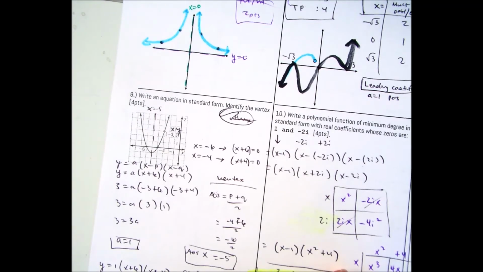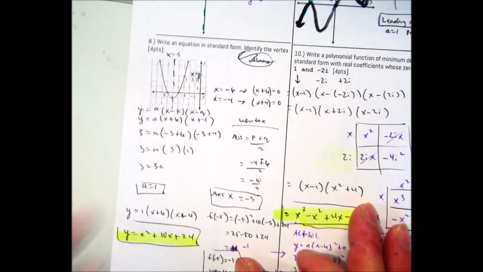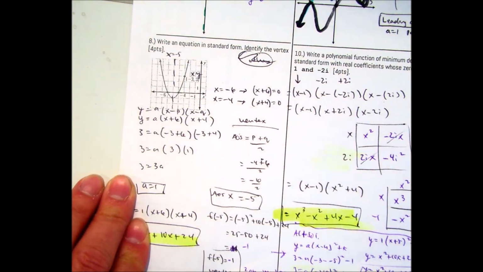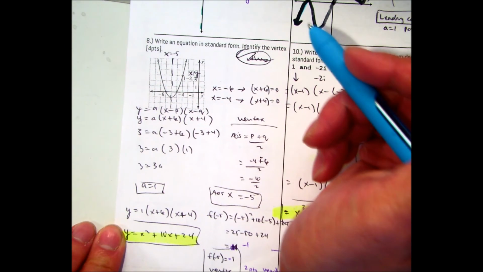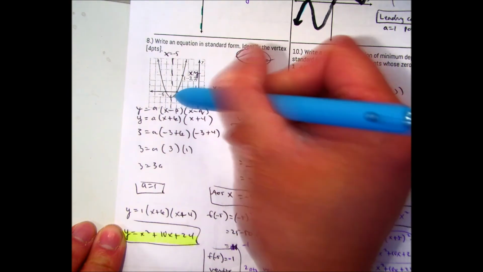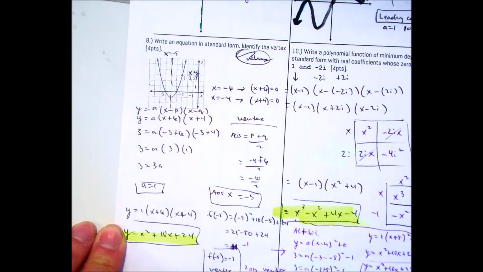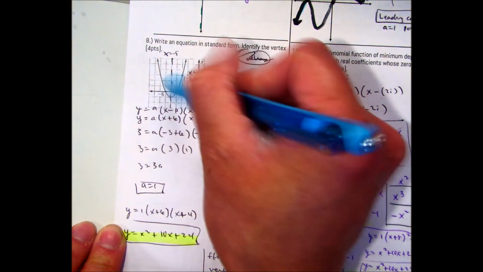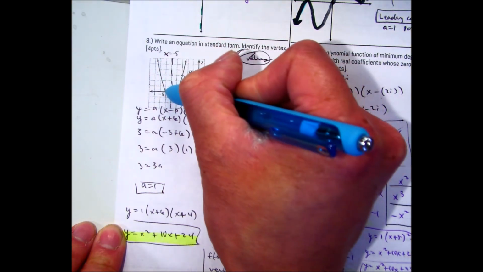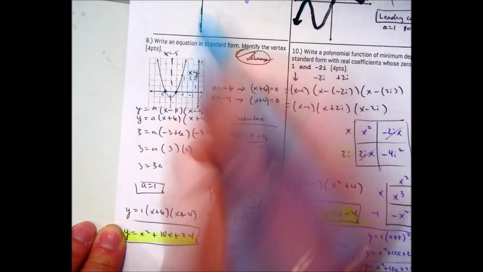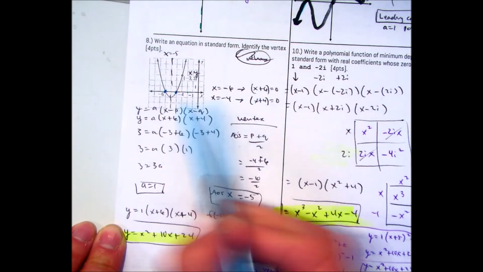Question number 8. Write an equation in standard form, identify the vertex. In this problem, you may have guessed that the vertex is -5, -1. But I want you to prove it. How do you do that? Well, notice they don't give me a point, and I'm not sure, so I'm going to use the points they gave me, which are 1, 2, 3, 4, -4, and -6.